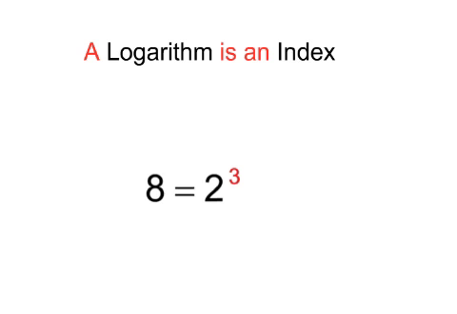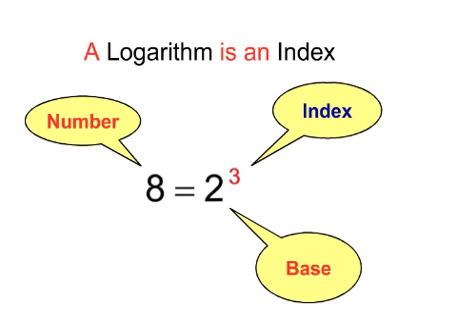A logarithm is an index, but let's look at an index first. Here's the number 8. 8 is the same as 2 to the power of 3. Three things here. 8 is the number, 2 is the base, and 3 is the index. 2 to the power of 3 is 2 times 2 times 2, which is 8.